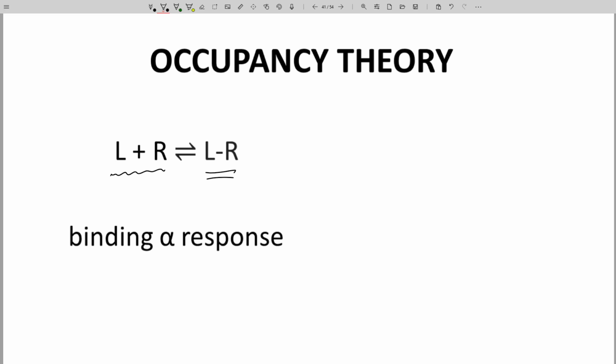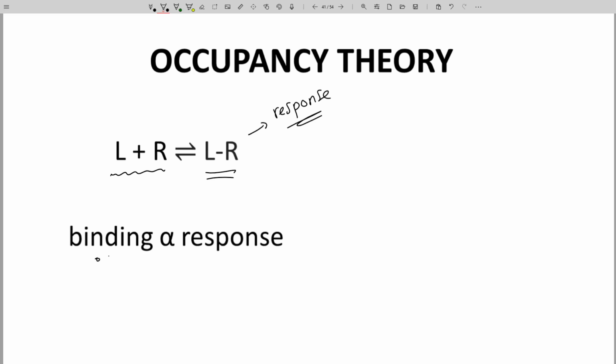An idea arose that the complex is what actually causes the response. The receptor doesn't cause the response. It's the bound receptor that causes the response, the complex. Therefore, the way to get maximal response is to get maximal complex formation. This became known as Clark's occupancy theory.